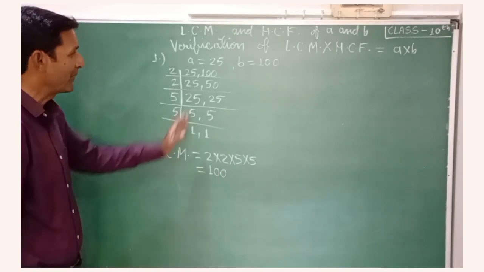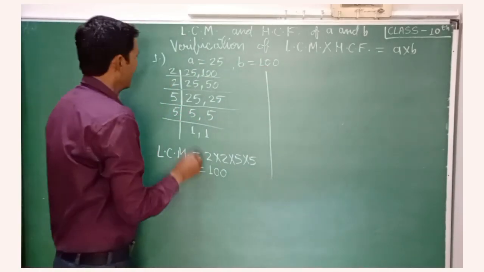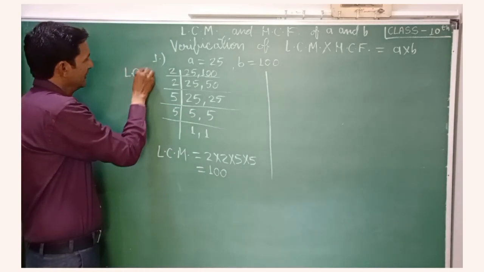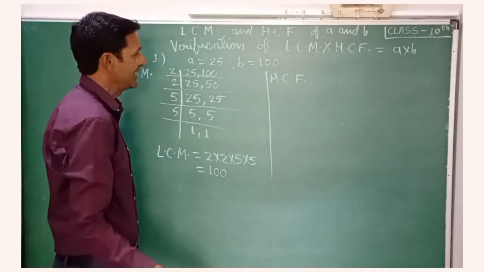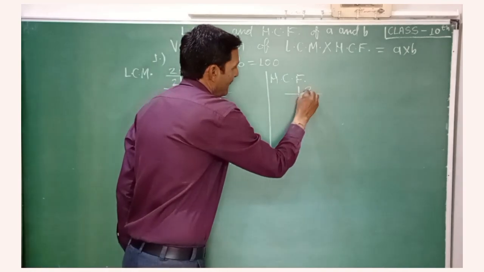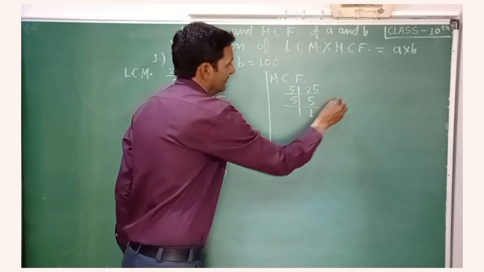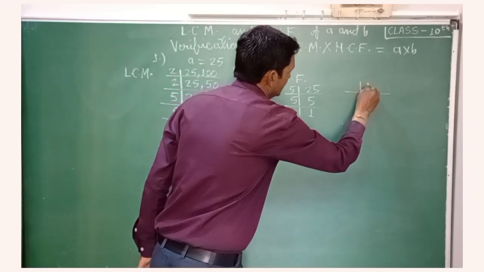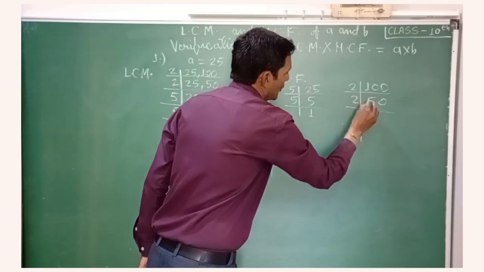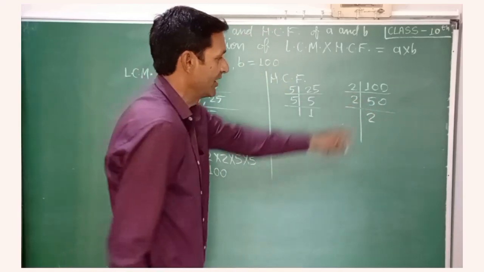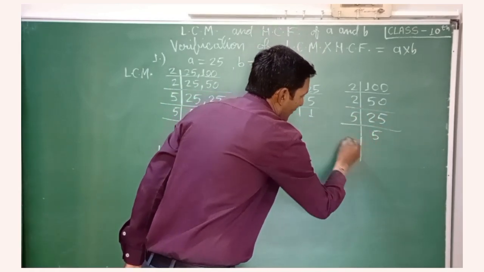So it is just a simple example I have taken for verification of this formula. Now let us find HCF. It is related to LCM. Now I am finding HCF. So separately let us factorize it. 25 I am factorizing. So 5 5s are 25 and 5 1s are 5. Here 100 I am factorizing. So 2 5s are 10, 0. 2 2s are 4, remainder is 1, 10, 2 5s are 10. Again it is 5 5s are 25 and 5 1s are 5.